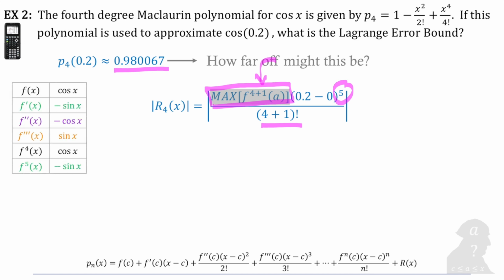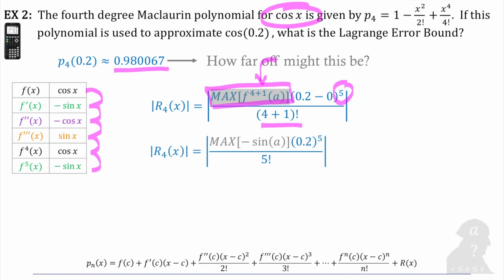Well, if we look at the various derivatives of cosine, it's cosine x, negative sine, negative cosine, sine, cosine, negative sine. It stays within the sine and cosine family. The fifth derivative would be negative sine of something, but sine and cosine never go above 1. So we'll just put in a 1 for that. That's very safe. And then let's go back up to the top, because I didn't talk about that.